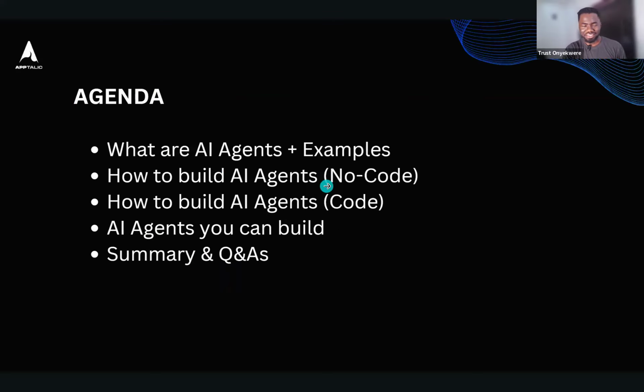Thank you very much, Sophia. So we're going to be looking at about 5 different key points: what are AI agents, examples of AI agents, how to build agents the no-code way, how to build agents the code way, which is where Sophia comes in, and AI agents that you can build and how to get started. And then we'll take a summary and Q&As. We have questions about what we've discussed, or any other question generally regarding AI and AI agents.